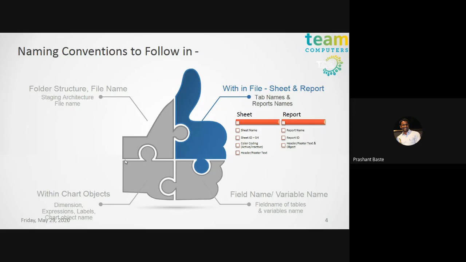Similarly, we have the reports. Let's say one file contains four reports: a daily production report, which is scheduled on a daily basis; my production progress, which is scheduled on a two-hourly or hourly basis; and my quality report, which is scheduled on a daily basis. So let's say in one file I have three or four reports, and I have not renamed them properly.